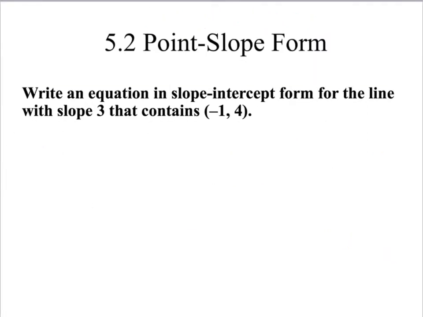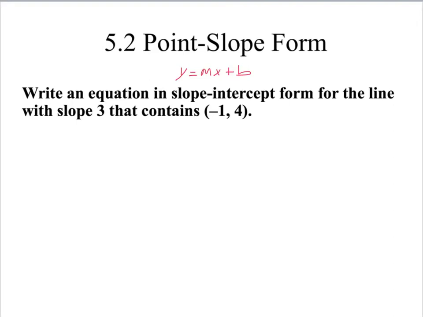Okay, so now, and you don't have to write this one down. Now it says write an equation in slope-intercept form for the line with slope of 3 that contains -1, 4. Now, we know slope-intercept form from yesterday, and we learned it from chapter 4. What is slope-intercept form? That's going to be your y is equal to mx plus b, right? Where m is your slope, b is your intercept.